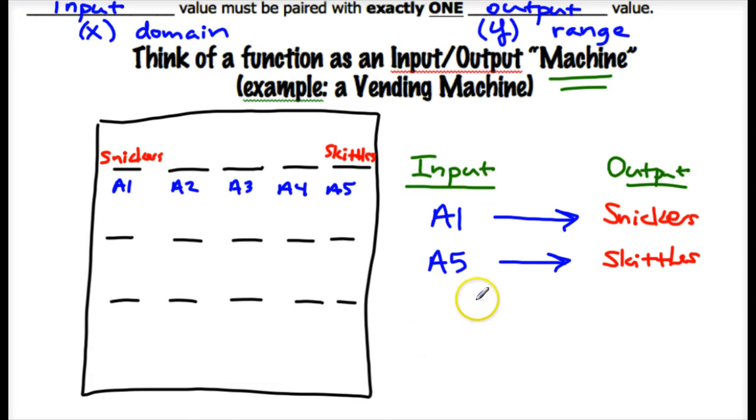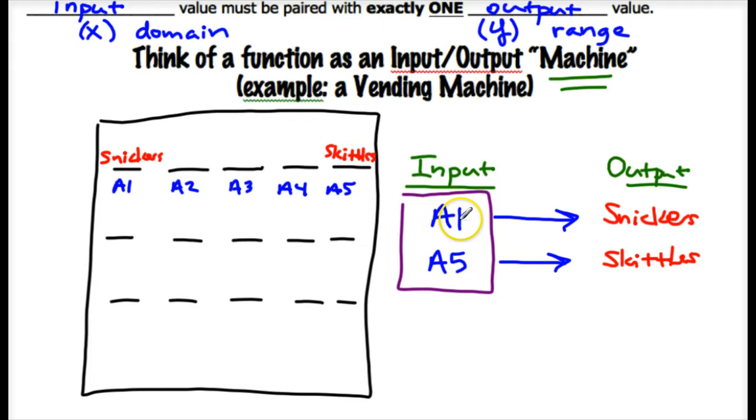But I want you to think about how a vending machine works. If someone else comes up to the vending machine and they type in A1, what are they going to get? Well, they're going to get Snickers. If the next person types in A1, they're also going to get Snickers. Every single person that types in this specific input here knows what they're going to get as the output. They're going to get Snickers. Every person that types in A5 is going to get Skittles. So every single time you go up to that vending machine, you know what your output is going to be, because every single input, that is every single code, only corresponds to one single candy bar.